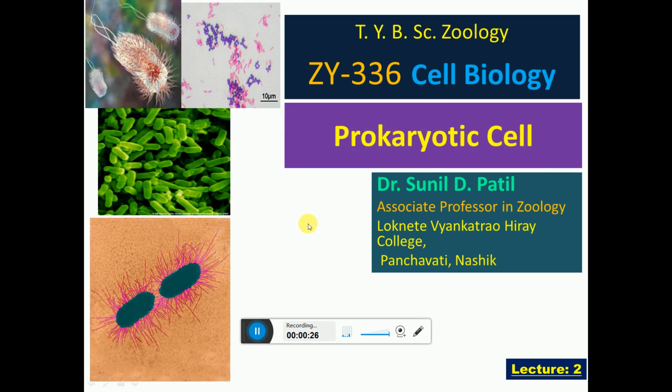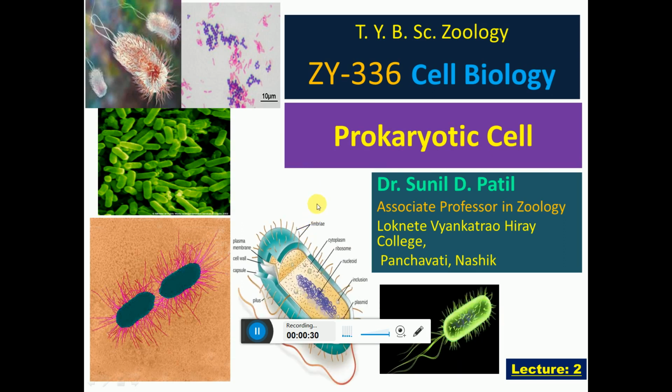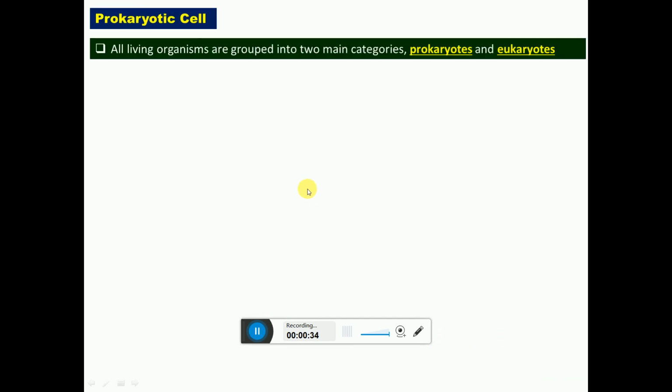Myself Dr. Sunil Patil from LVH College Panchoti, Nasik. This is lecture second of cell biology. So prokaryotic cell: pro means primitive, karyon means nucleus. Nucleus is primitive without nuclear membrane, so they are called the prokaryotic cell.